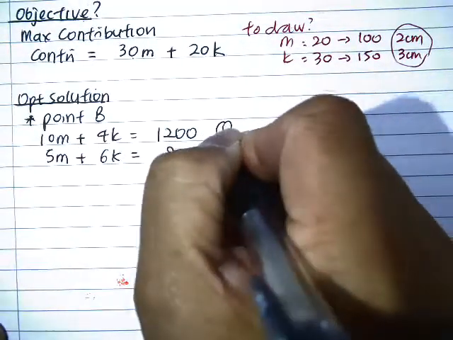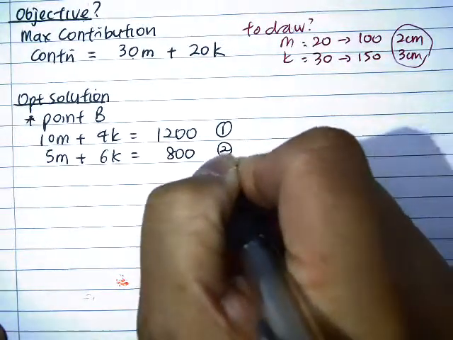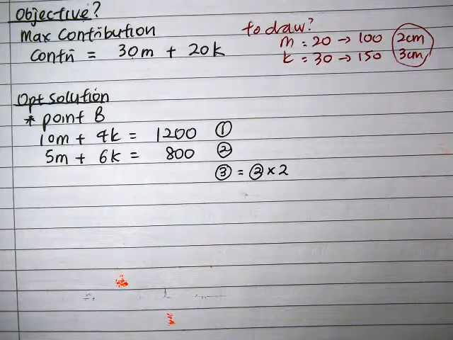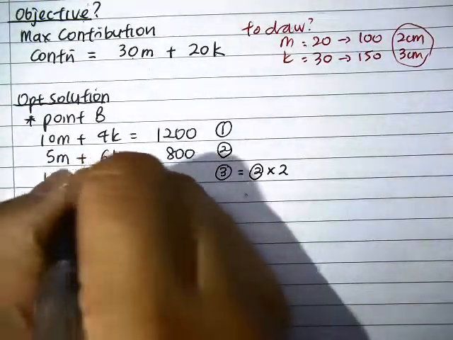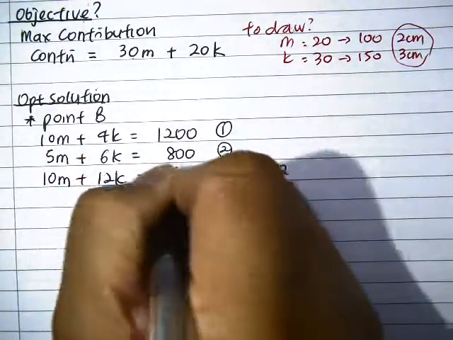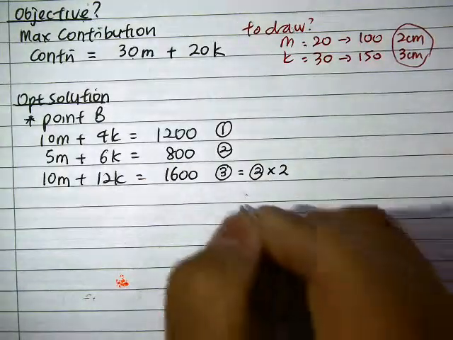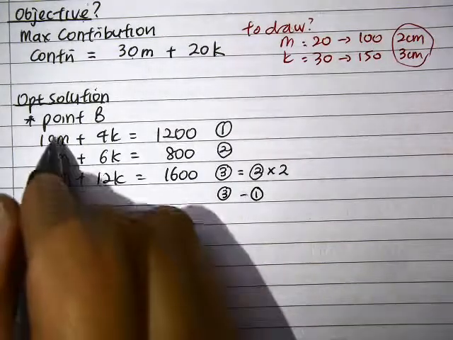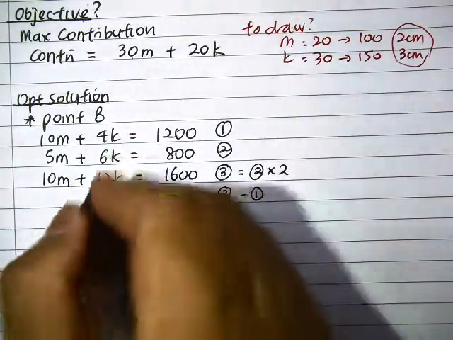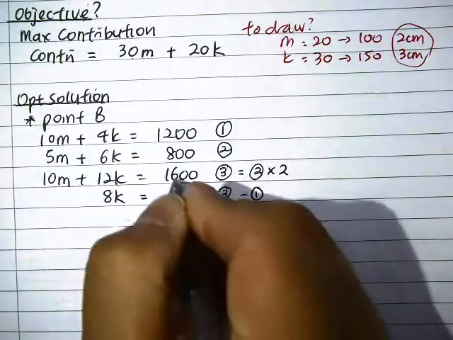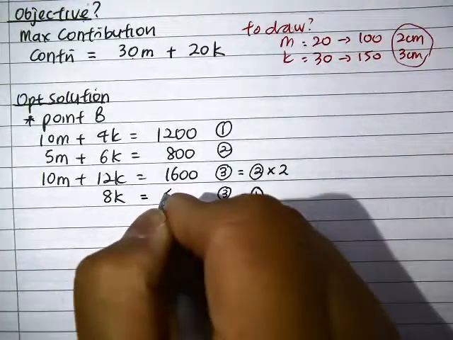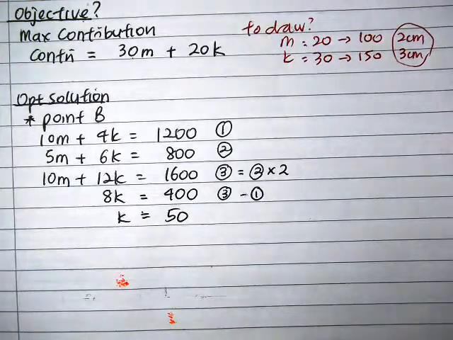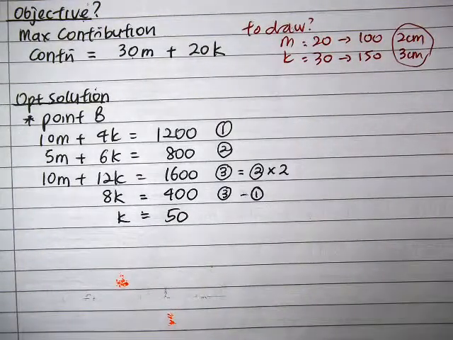Now this is rather easy. We create equation 3 by taking equation 2 times 2, so it becomes 10m plus 12k equals 1006. Now we take equation 3 minus equation 1. So 10 minus 10 is 0, 12 minus 4 is 8, 1006 minus 1002 is 400. So k equals 50. That's your answer.